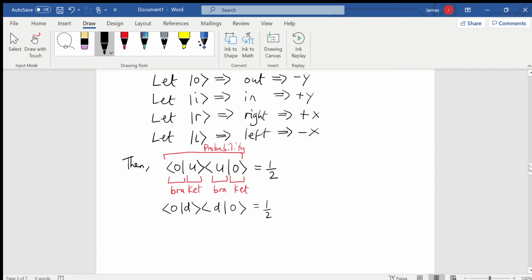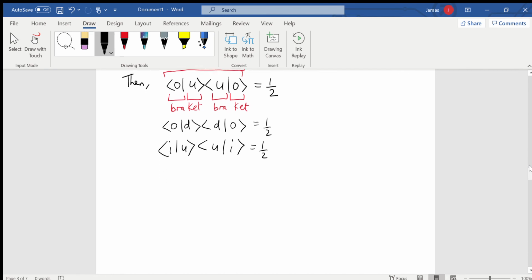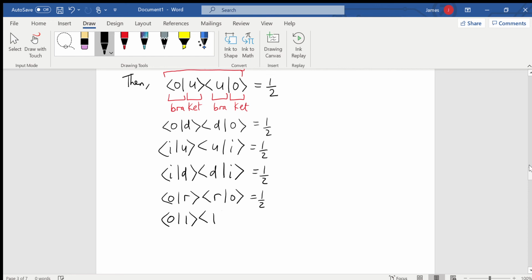Let's go for in and up, and in. That's a half. In and down. Down and in. That's a half. Out and right. Right and out. That's a half. Out and left. Left and out is a half. In and right.